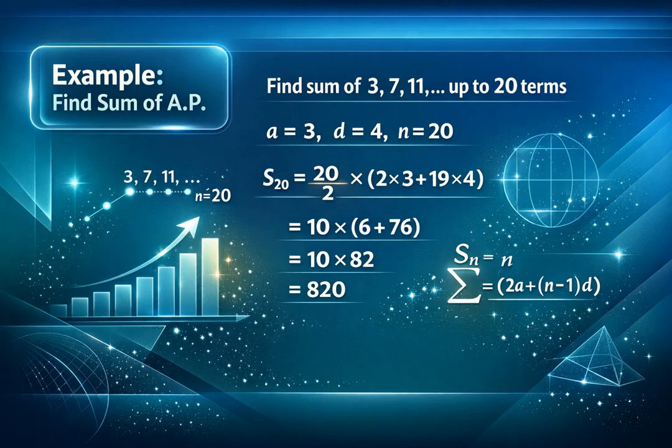Let's find the sum of 3, 7, 11, up to 20 terms. This is an AP with a equals 3, d equals 4, and n equals 20. Using the formula, S20 equals 20 over 2 times (2 times 3 plus 19 times 4). That's 10 times (6 plus 76) equals 10 times 82 equals 820.